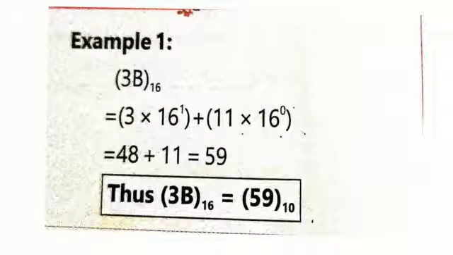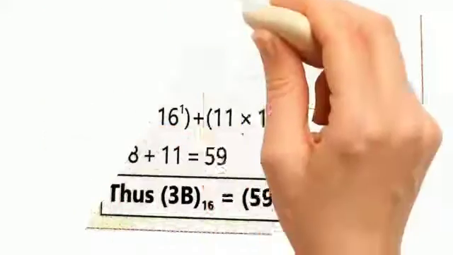3 into 16, the base number. Exponential form: B's exponential form is 0 and 3's exponential form is 1. So 3 into 16 raised to 1 plus 11 into 16 raised to 0. Here B means 11, because I mentioned that digits 0 to 9 and alphabets A to F are used, where A means 10 and B is equivalent to 11. That's why we used 11 into 16. 48 plus 11 equals 59. That is the decimal number.